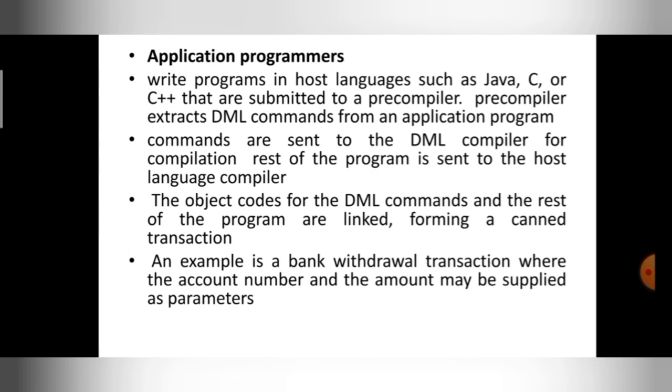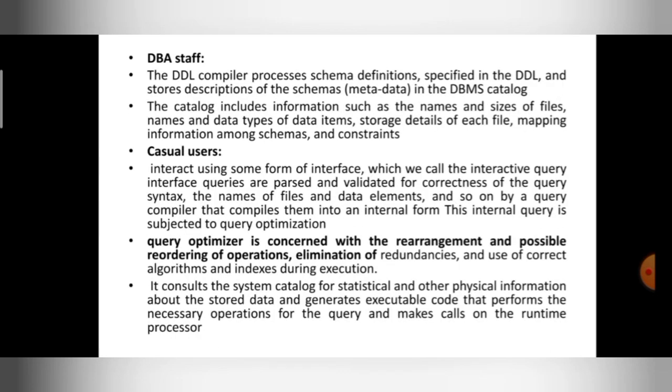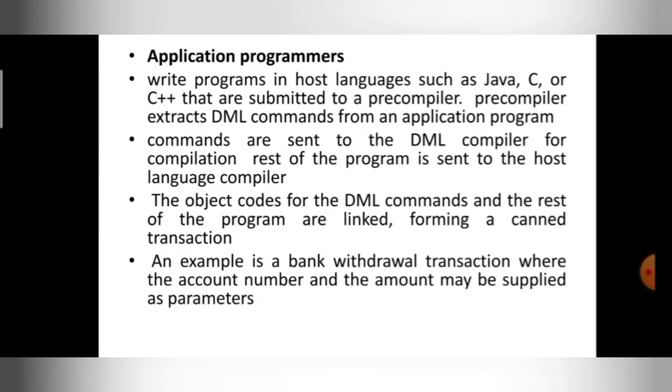If you want to do some repeated transaction, the application programmer must give a way to use that. How? For example, by using function keys. I told you an example of a bank withdrawal transaction where the account number and the amount may be supplied as parameters. You can use only one key to do these things. Application programmers should provide a way for doing this.